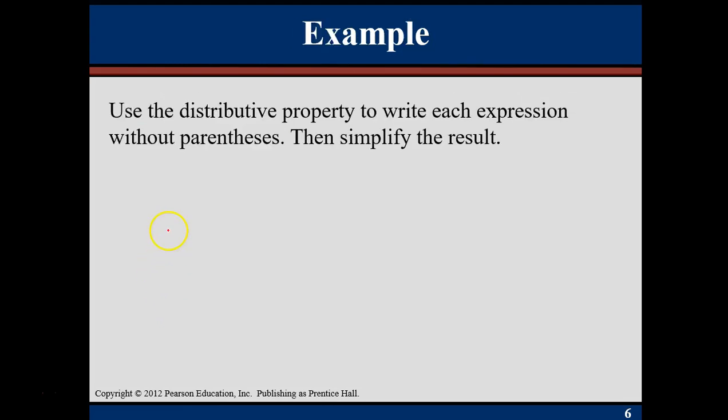Let's use the distributive property to rewrite each of the expressions that we're going to see without the parentheses. I have 7 times the quantity x plus 4y. So 7 times x is 7x, and 7 times 4y is 28y.